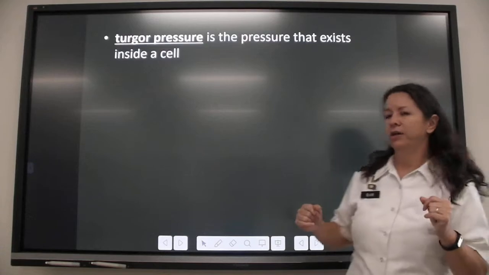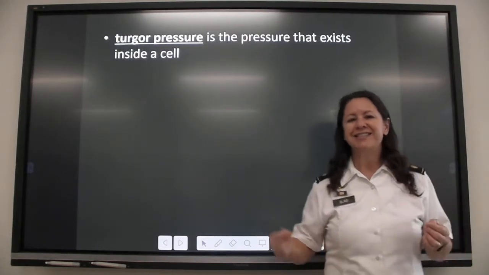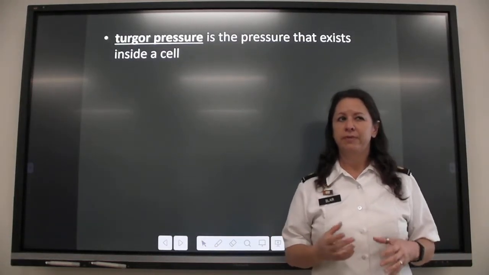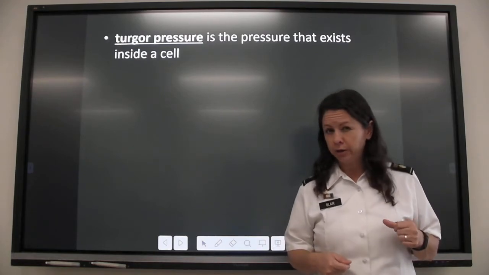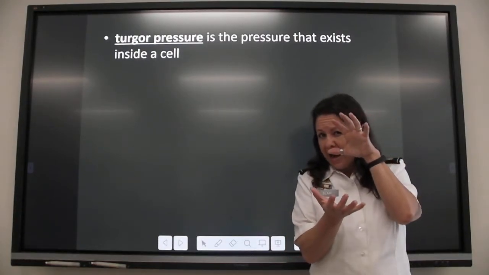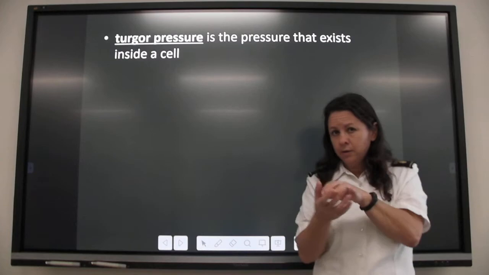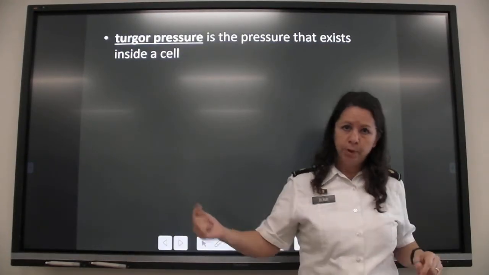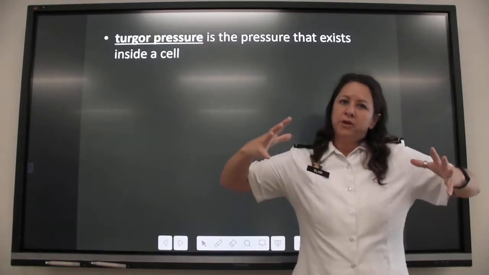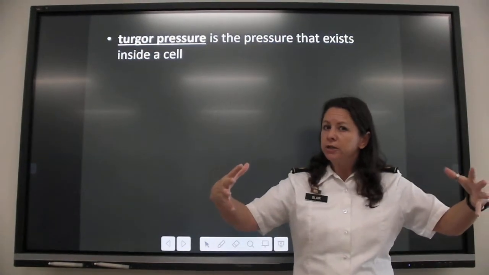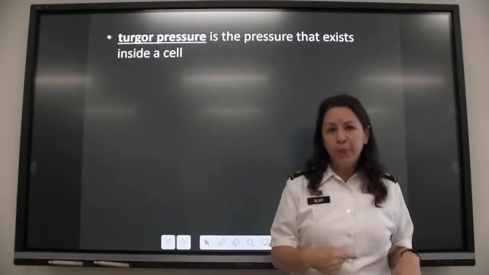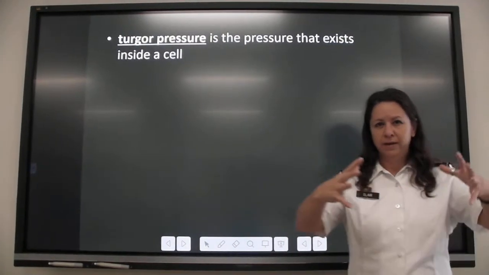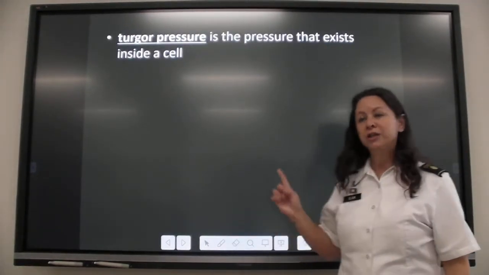The turgor pressure is the pressure that exists inside a cell. So think of it kind of like your tire pressure. When your tire doesn't have much air in it, it goes flat. Well, without a lot of water, the cell is kind of flat. Pump some air into your tire, it pumps up and its pressure increases. Same thing when you pump water into a cell. It pumps up and the pressure increases.